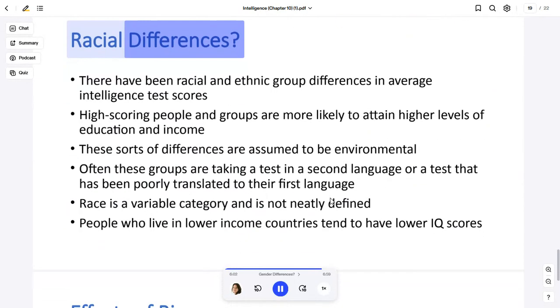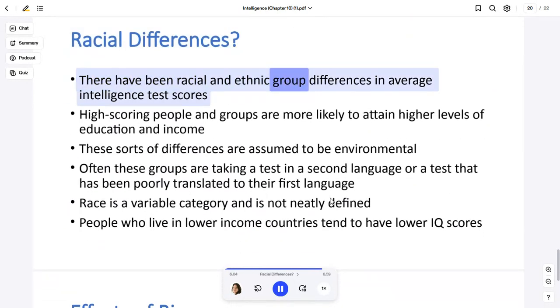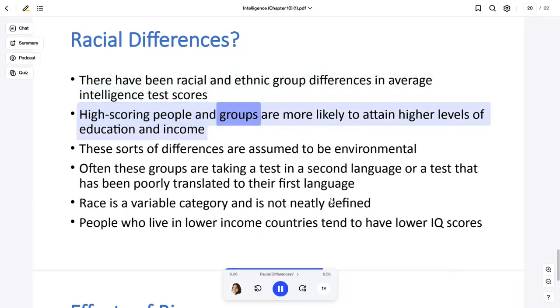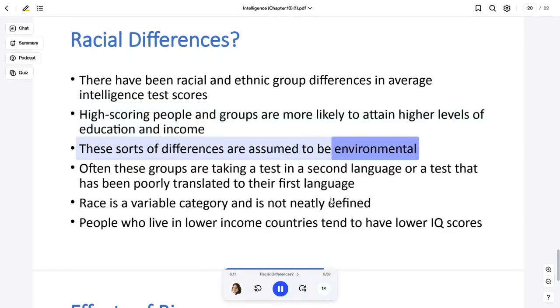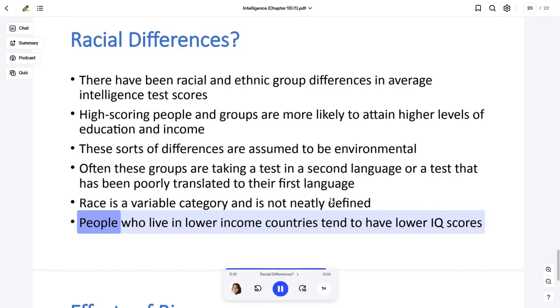Racial differences? There have been racial and ethnic group differences in average intelligence test scores. High-scoring people and groups are more likely to attain higher levels of education and income. These sorts of differences are assumed to be environmental. Often these groups are taking a test in a second language, or a test that has been poorly translated to their first language. Race is a variable category and is not neatly defined. People who live in lower-income countries tend to have lower IQ scores.